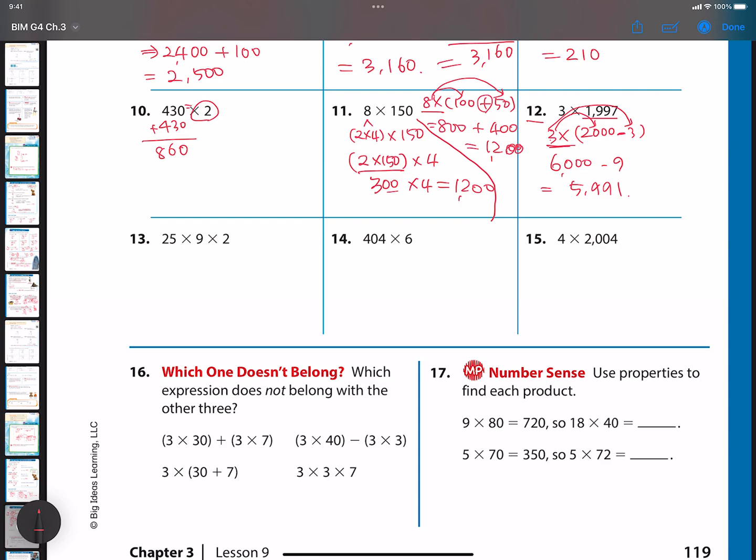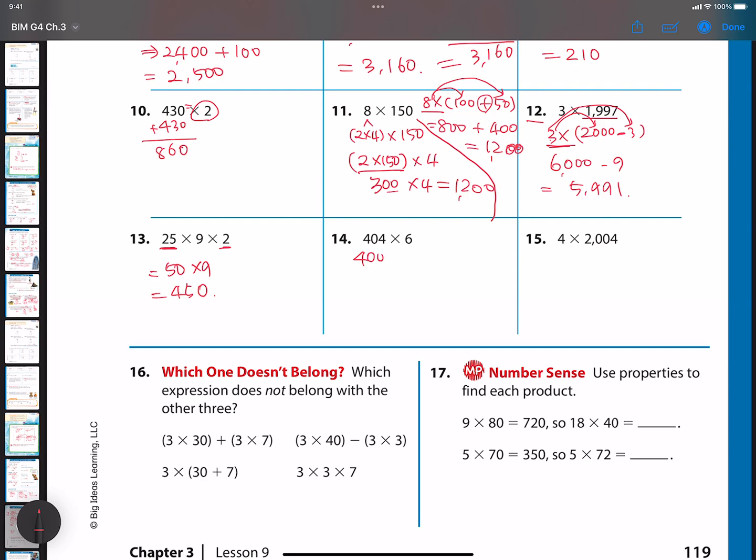Now number 13, 25, two quarters this time, which is what? 50 cents, right? Remember, when you look at 25, remember the quarter, the money, okay? Times 9. I use what? Commutative property because I did what? 2 times 25 first, okay? And then this is what? 9 times 5 is what? 45 and one more zero. That's it.